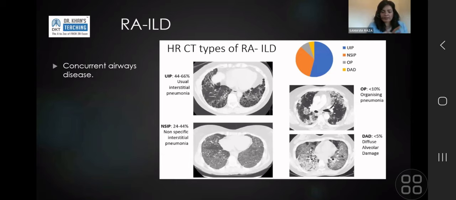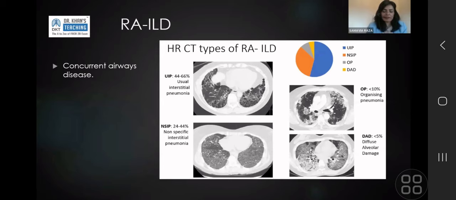So RA-related airways disease. Airway diseases is further divided into obstructive and non-obstructive. I'm not going to go into that today. The ILD can happen concurrently with the airways. Sometimes they can have only airways, but the ILD is usually never just ILD. It has ILD and airways.